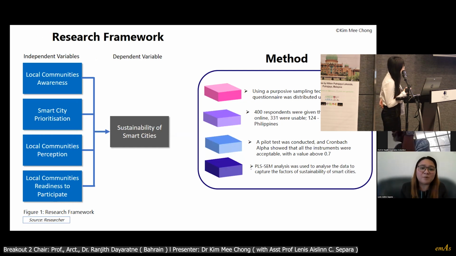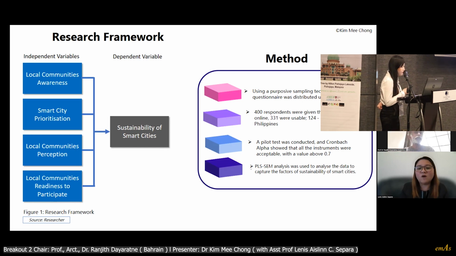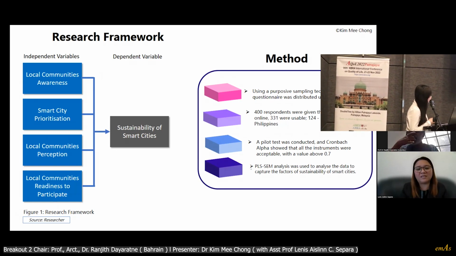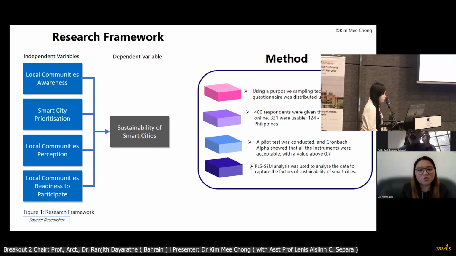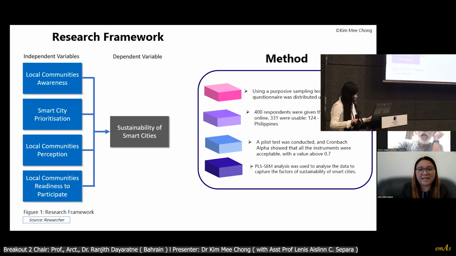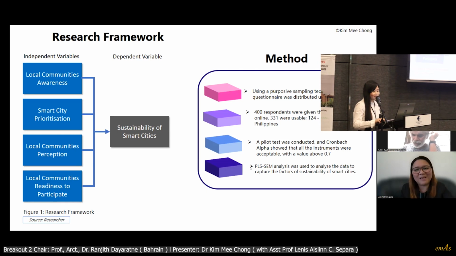Using the purposive sampling technique, 400 online surveys were distributed in Malaysia and the Philippines, with 124 responses in Malaysia and 207 in the Philippines. In the conducted pilot test, the Cronbach alpha value of above 0.7 shows the acceptability of our instrument. The data analysis technique used to capture the vectors of sustainability of smart cities is PLS-SEM. Back to you, Kimi.